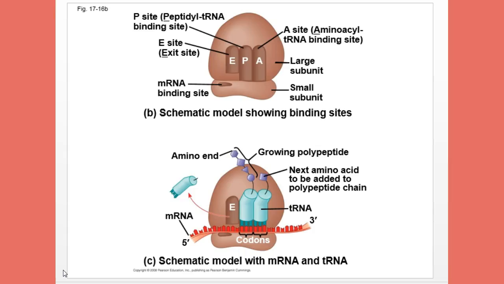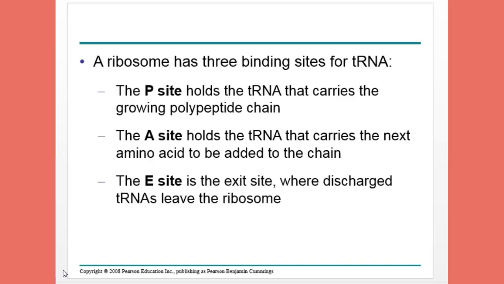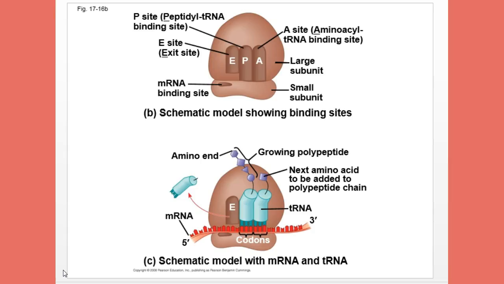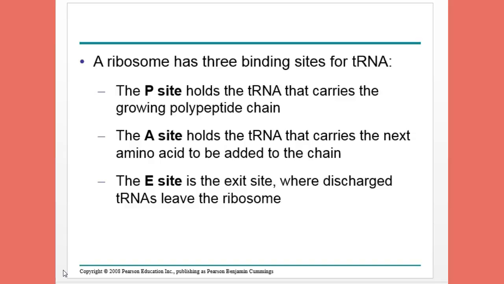Here's an up-close look at those models again. A ribosome has those 3 binding sites we just talked about for tRNA: the P, A, and E sites. The P site holds the tRNA that carries the growing polypeptide chain. If you look back at this figure, the P site is in the middle. So the P site is your growing chain. The A site holds the next amino acid to be added, so the A site is coming in. The E site is the exit site where your discharged tRNAs leave. So once a tRNA gives its amino acid to that growing chain, it leaves out of the E site.